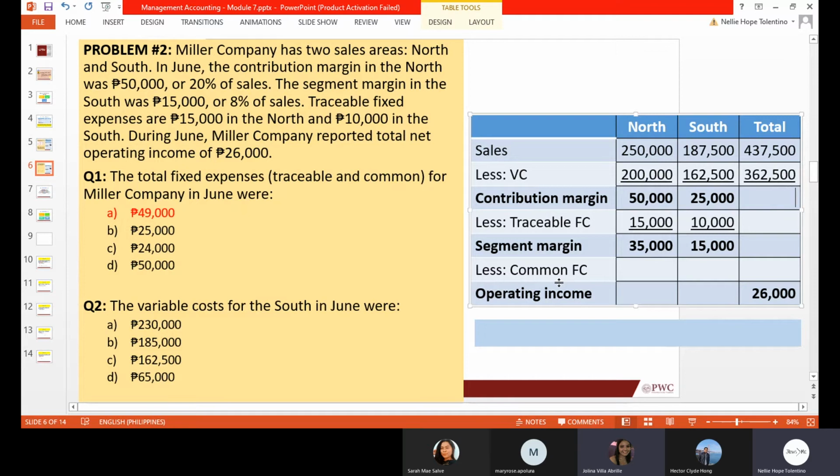Contribution margin na total, 75,000. 75. Wait lang. Tama yun. That's 75. Yes, ma'am. Ano pa? Total ng traceable fixed cost, how much? 25,000. Tapos, ano pa? Segment margin, ma'am, 50,000. And then, ano pa? Ang common fixed cost, 24.